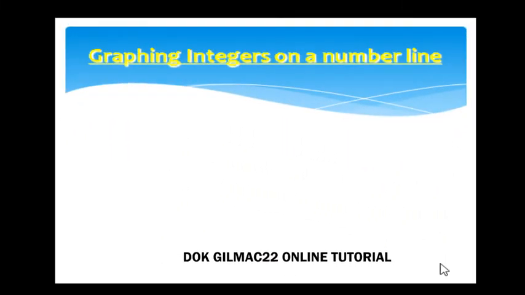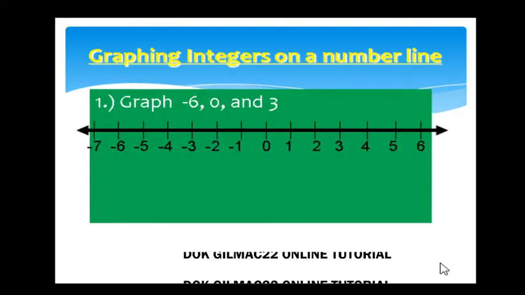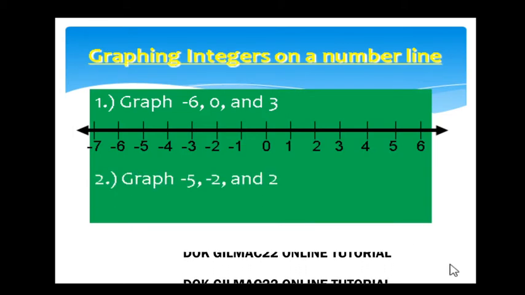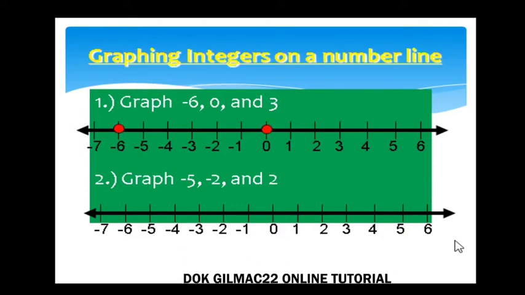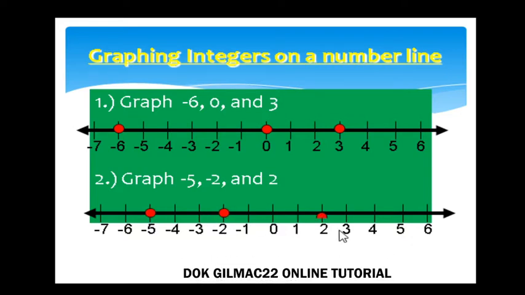Now, let's have again an example. For number 1, graph negative 6, 0, and positive 3. So, we have here negative 6, 0, and positive 3. Now, how about the graph of negative 5, negative 2, and 2? So, we have negative 5, negative 2, and positive 2. So, take note of that. That's how easy it is to graph integers on a number line.